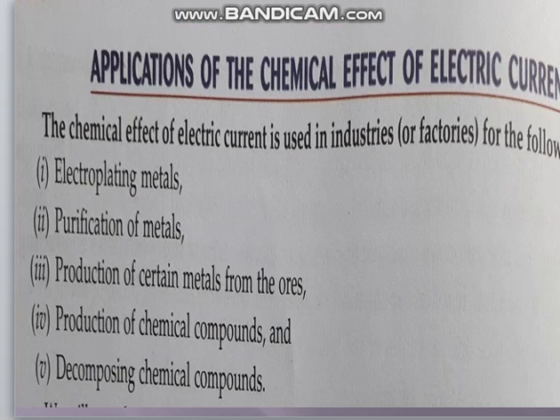The main application of chemical effect of electric current is electroplating. The most important one is electroplating. Some others are purification of metals, which is also known as electrorefining. Production of metals, that means extraction of metals from their ore, that is known as electrometallurgy. Okay, so electroplating of metals, purification of metals, extraction of metals, production of chemical compounds, decomposing chemical compounds. These are the various applications.